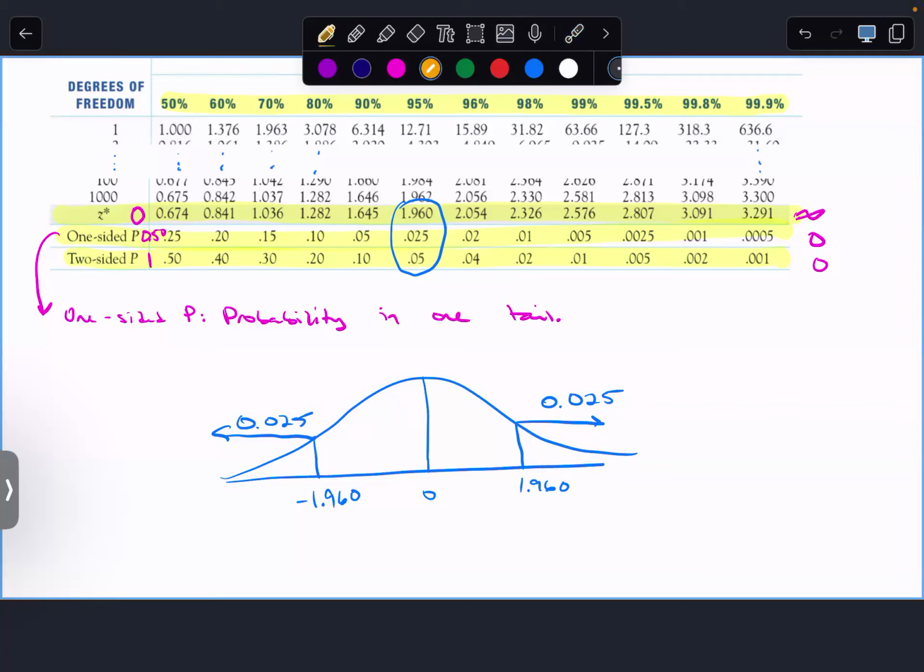This area here must be 1 minus 0.025, which is what, 0.975?